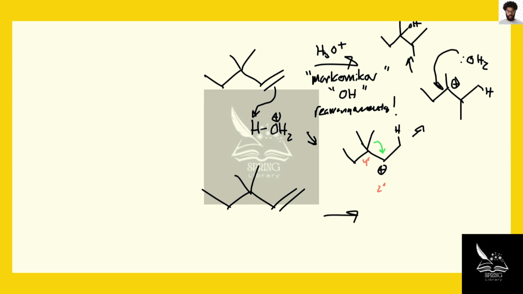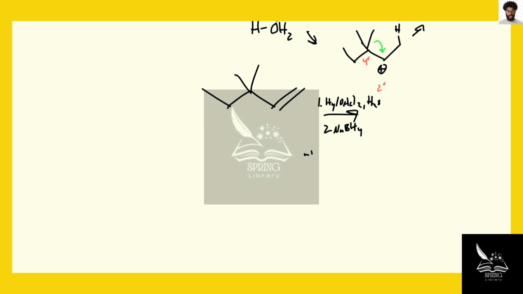The second question, though, is a different type of reaction. It's oxymercuration-demercuration. Okay. It's a two-step reaction. And just like H3O+ before it, it adds an OH group. And it does so in Markovnikov fashion. Right, but it does not allow for rearrangements. No rearrangements.